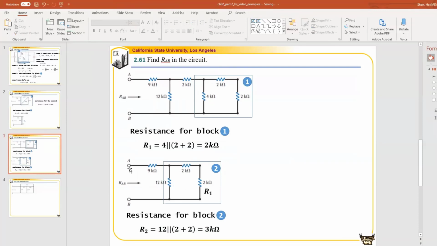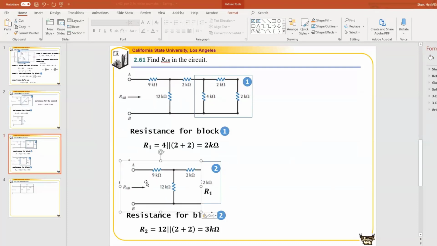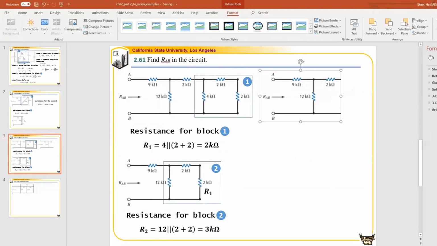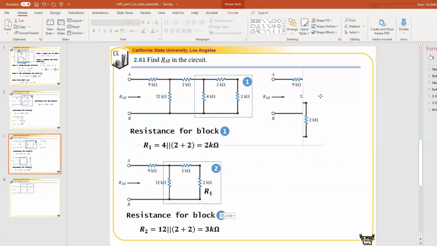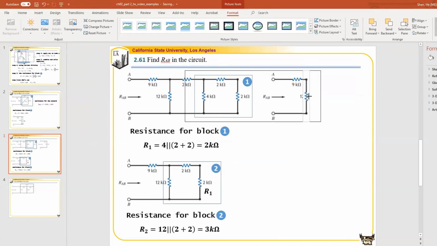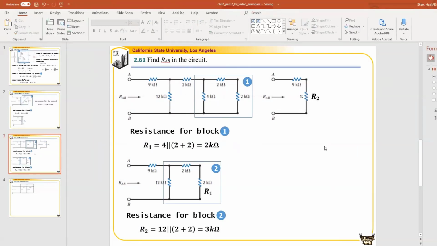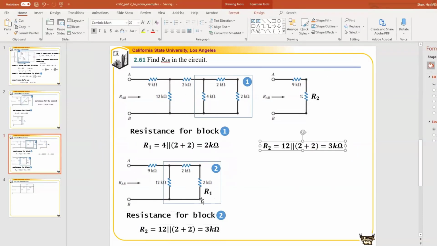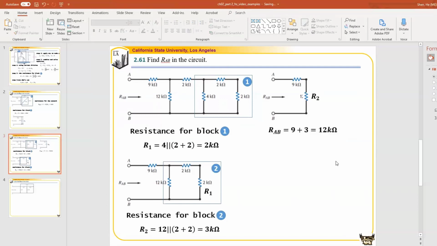After that, everything becomes pretty straightforward. If we replace that whole thing, the circuit diagram is gradually simplified with only one resistor there, called R2. Now we can find RAB. Typically in the second step you will be able to see the connection already. You see 9 in series with the rest. So RAB is equal to 9 in series with R2. R2 is equal to 3, so that gives us 12 kilo ohm. This is how we solve this problem.